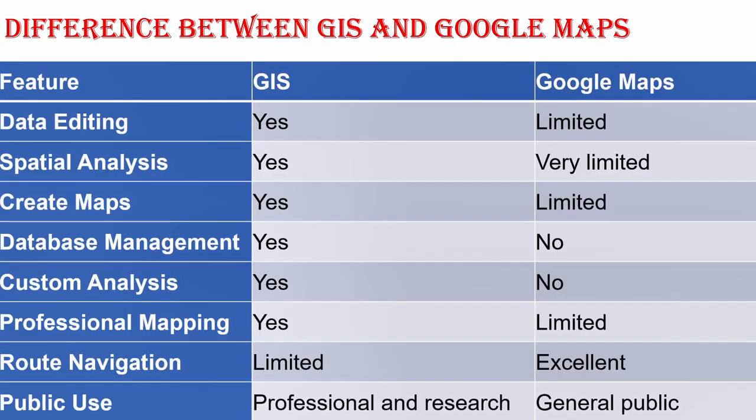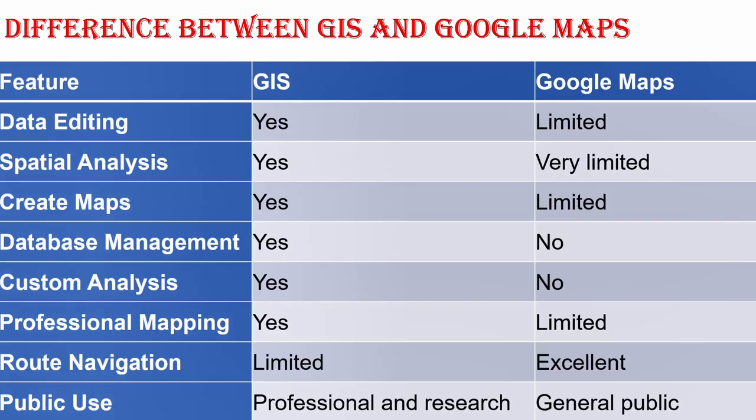I want to discuss one more difference between GIS and Google Maps. Data editing in GIS is unlimited. On the other hand, Google Maps provides limited data editing. In the same case, spatial analysis and creating maps are limited in Google Maps. There is data management for GIS, however, Google Maps has no data management.